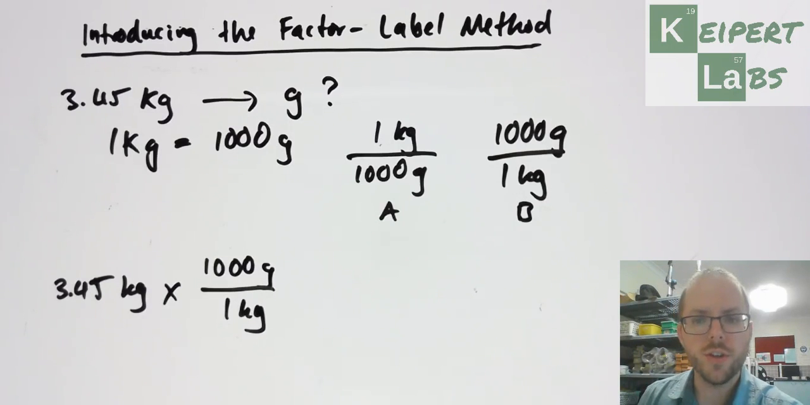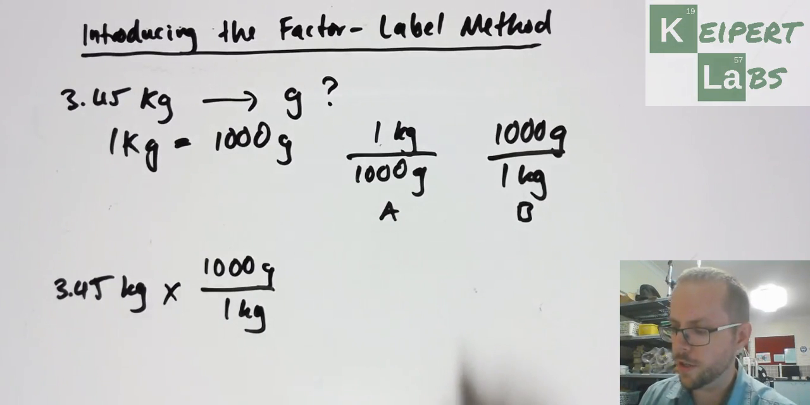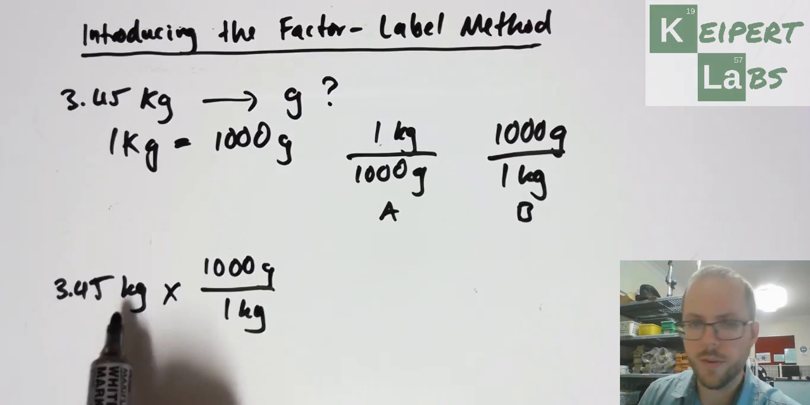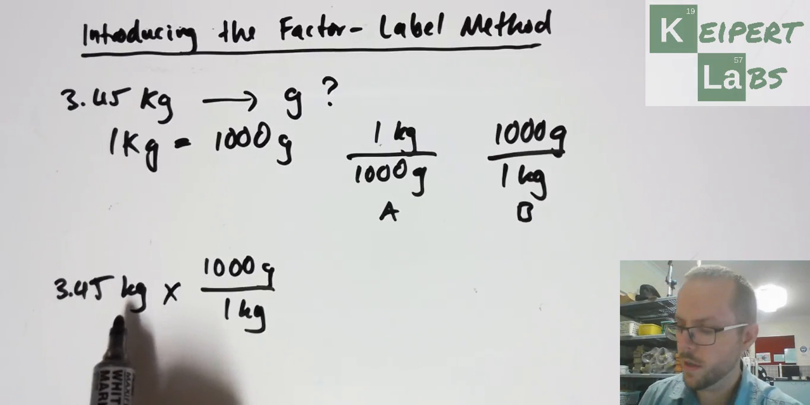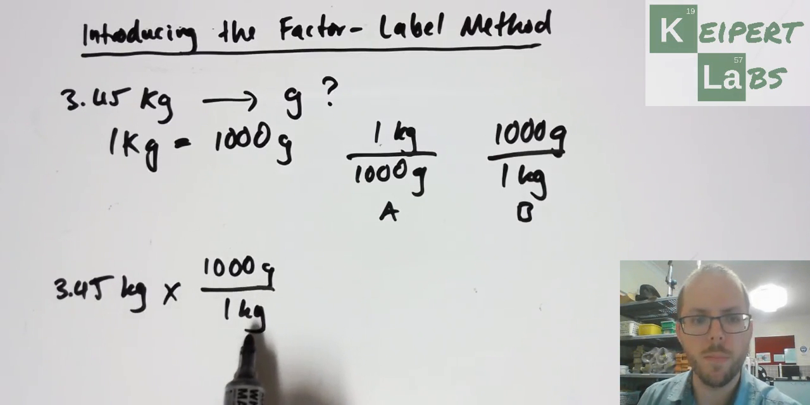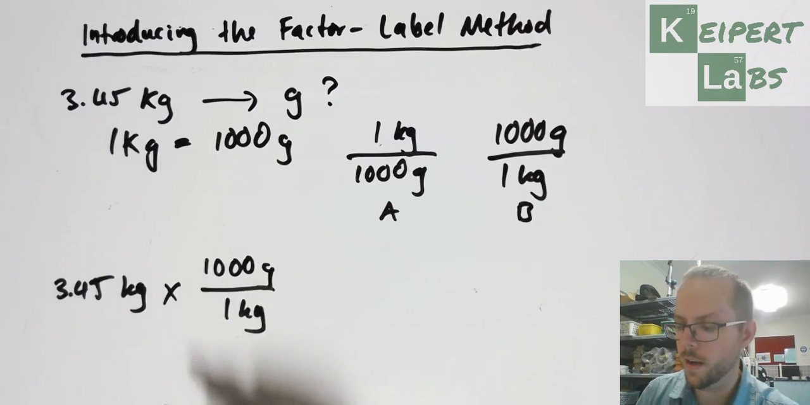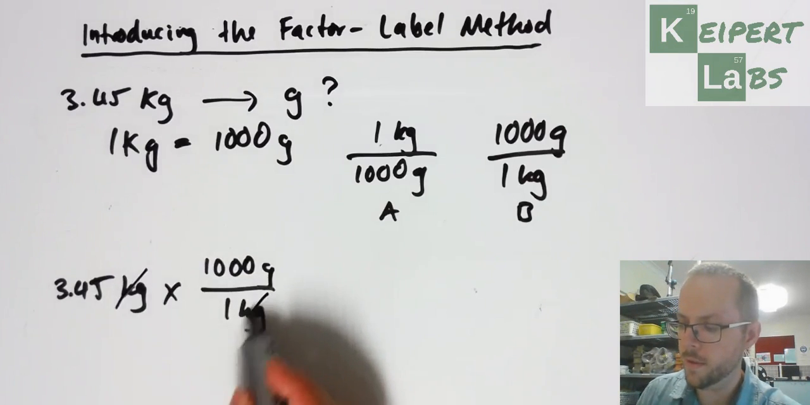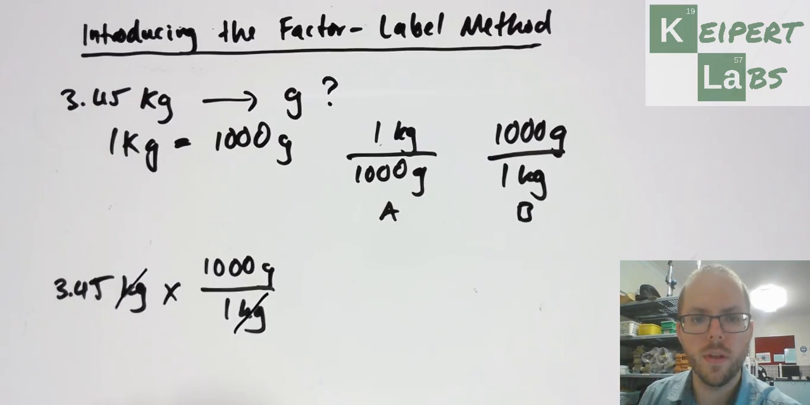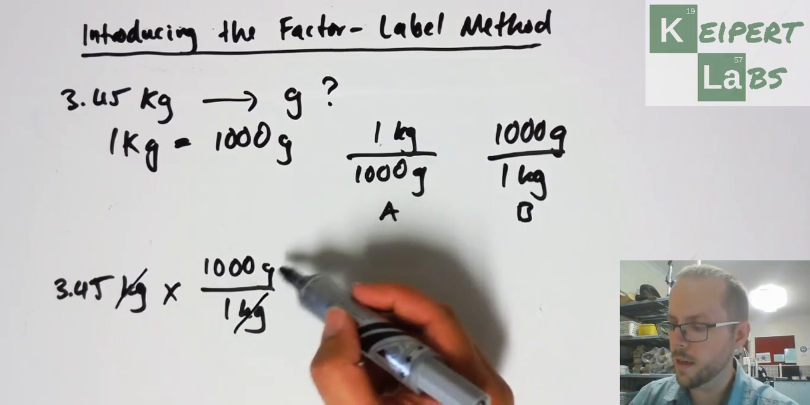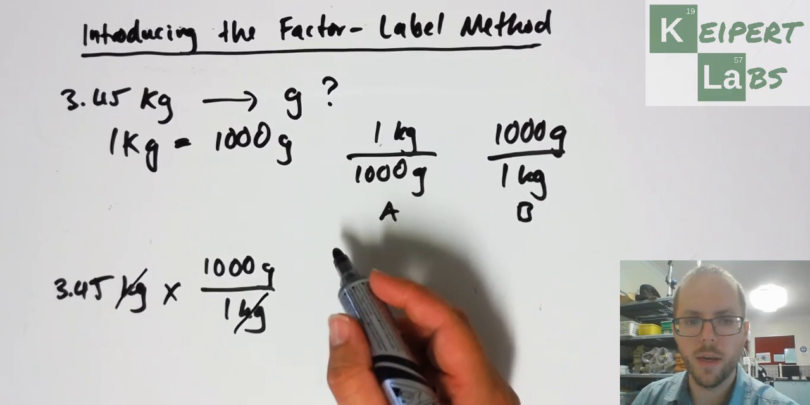The reason that I've chosen version B in this situation is that you notice that I've got units of kilograms over here. I've also got units of kilograms on the bottom over here. Now we know from the way that fractions work that if I've got something on top and on the bottom, they can cancel out. So my kilograms can cancel out. And that leaves me with units of grams at the other end.